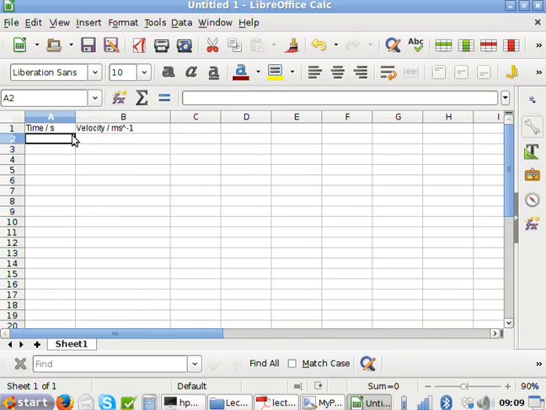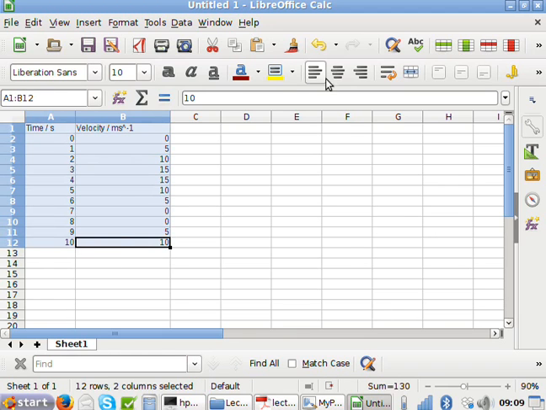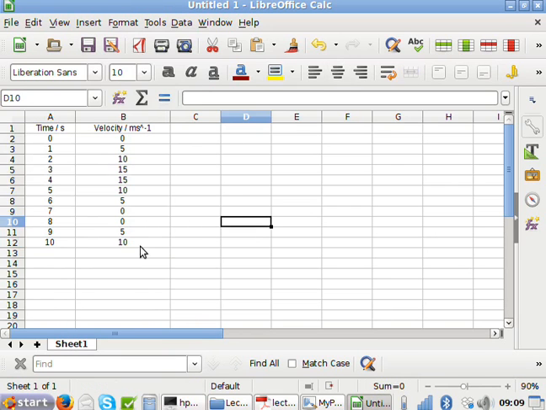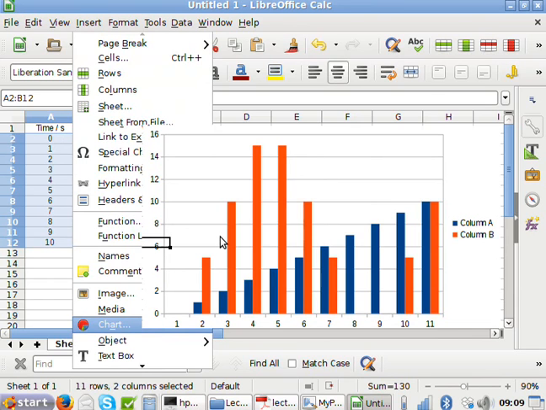Do you have the table? Can you give me the numbers? Time in seconds, and then velocity in meters per second. First time: 0, 1, 2, 3, 4, 5, 6, 7, 8, 9, 10. And then the velocity: 0, 5, 10, 15, 15, 10, 5, 0, 0, 5, 10. Like this. Okay.